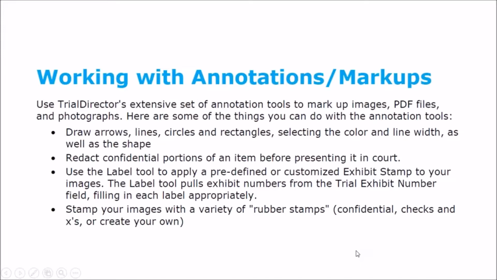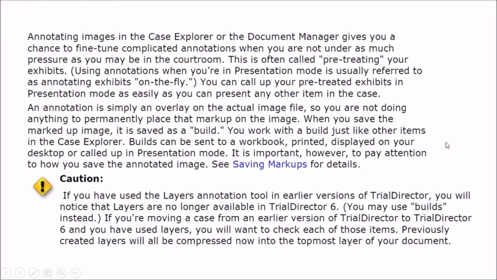Then, working with annotations and markups, there's really an extensive set of annotation tools, of course, and we'll get into these a little more in the future, but I did want to go over some of these tools with you at this point. For the redaction of confidential portions, you can use labels to apply predefined or customized exhibit stamps. You can stamp your images with a variety of what are called rubber stamps as well. So let's take a look at some of these possibilities.